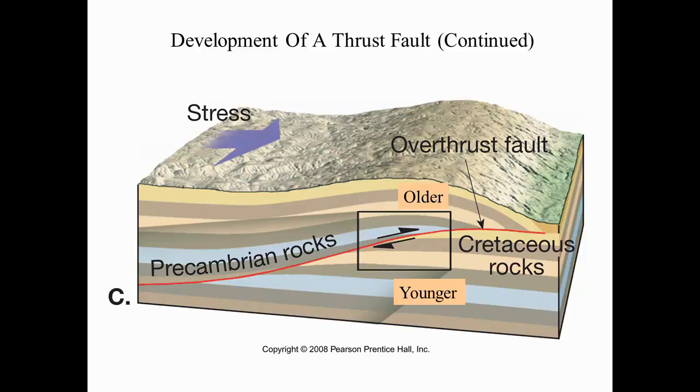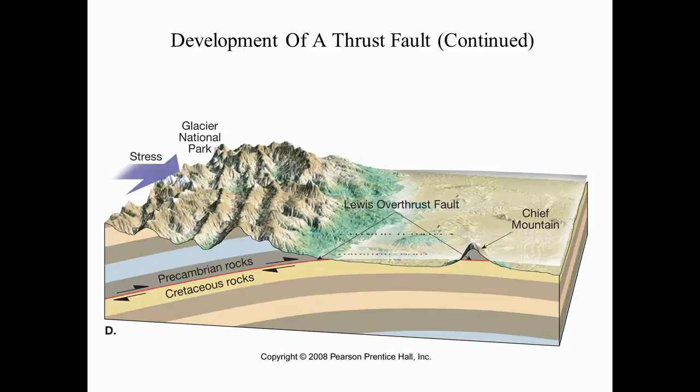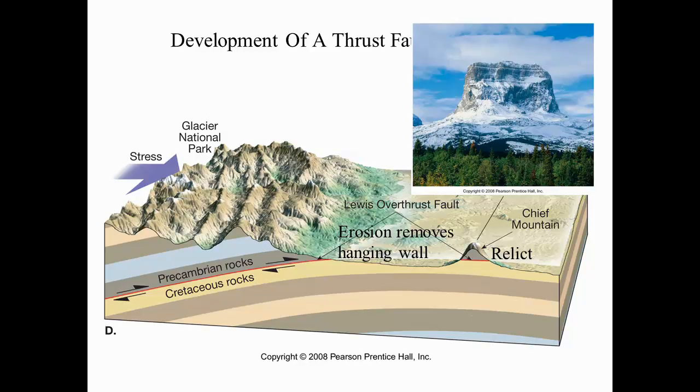Now, after faulting stops, there's a period afterwards where the hanging wall is removed by erosion. However, we can get a little bit of a relic left behind of the hanging wall, and in fact, if you've ever been to Glacier National Park, Glacier National Park itself consists of Precambrian rock, ancient rocks over 1 billion years old, exposed on the surface as part of the relic hanging wall.